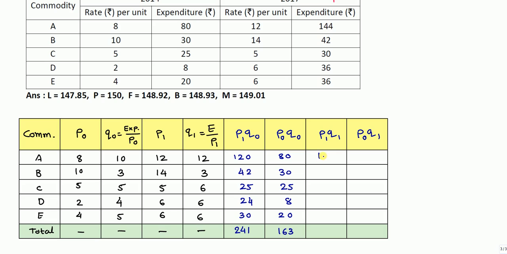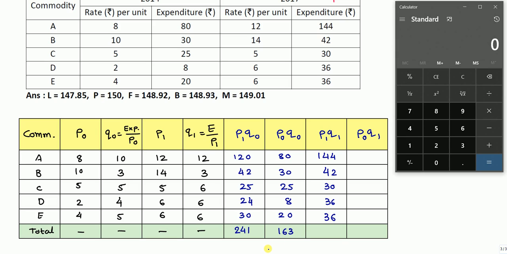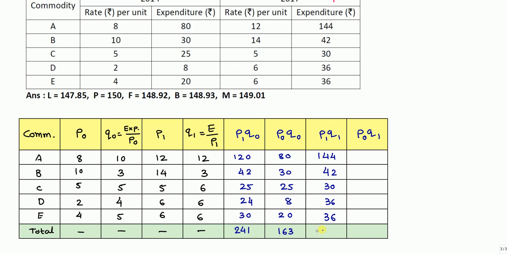But putting here 144, 42, 30, 36 and 36. Okay, find total of this column. 144 plus 42 plus 30 plus 70, 288. 288.